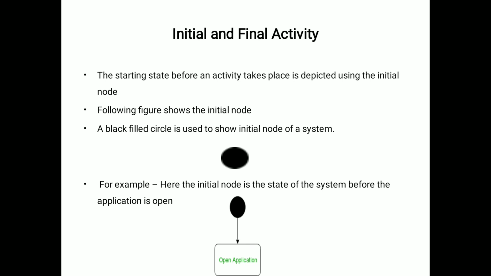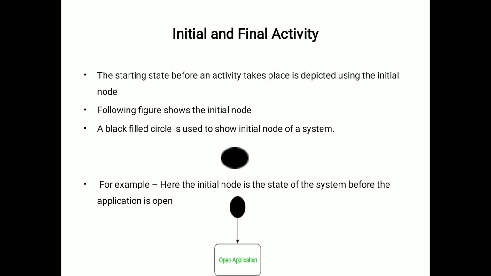For both the sign is same, but for initial activity, as it is initialized, control flow is to the next step, and for the final activity, the control flow to the end is different. The starting state before an activity takes place is depicted using the initial node. Now see the following figure. A black filled circle is used to show initial node of a system. For example, here is the initial node, that is the state of the system before application is open.